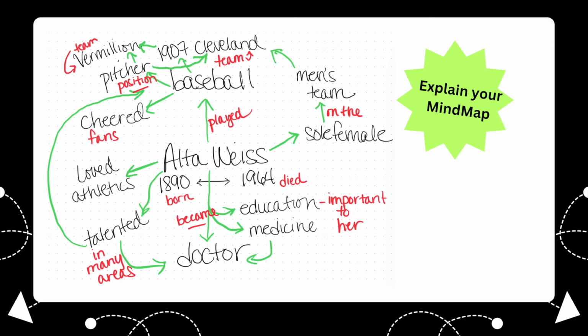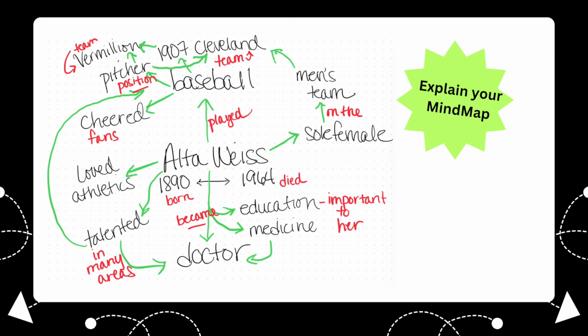Alta Wise was known for being both a baseball player and a doctor. She was born in 1890. In 1907, on a family trip to Cleveland, she began playing baseball in the position of pitcher with a team called the Vermilion Independents. She quickly became popular and fans cheered and loved her. She was the sole female on an all-men's team. Alta Wise loved athletics. She also felt that education was very important, and so she pursued medicine to become a doctor. Alta Wise was talented in many areas. She died in 1964.